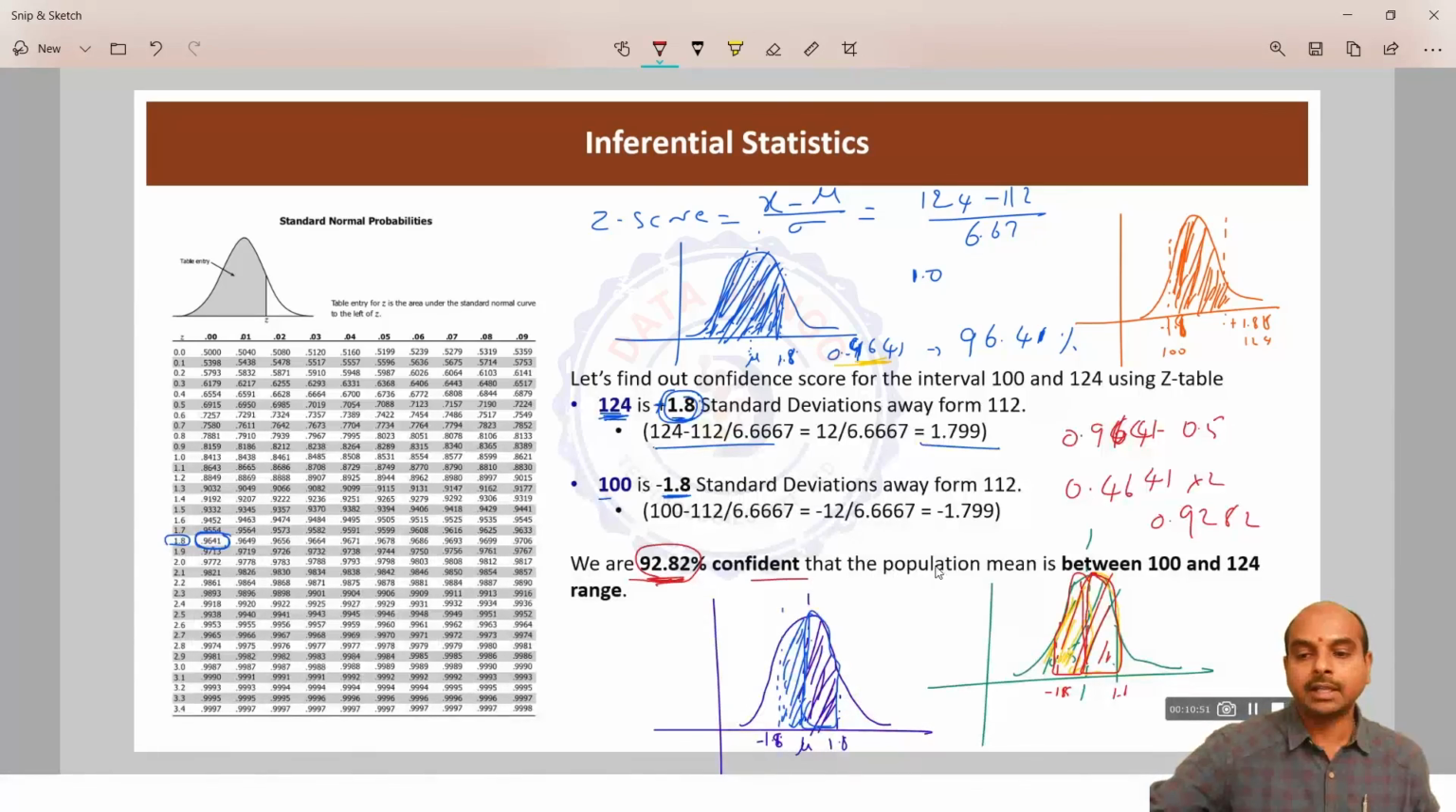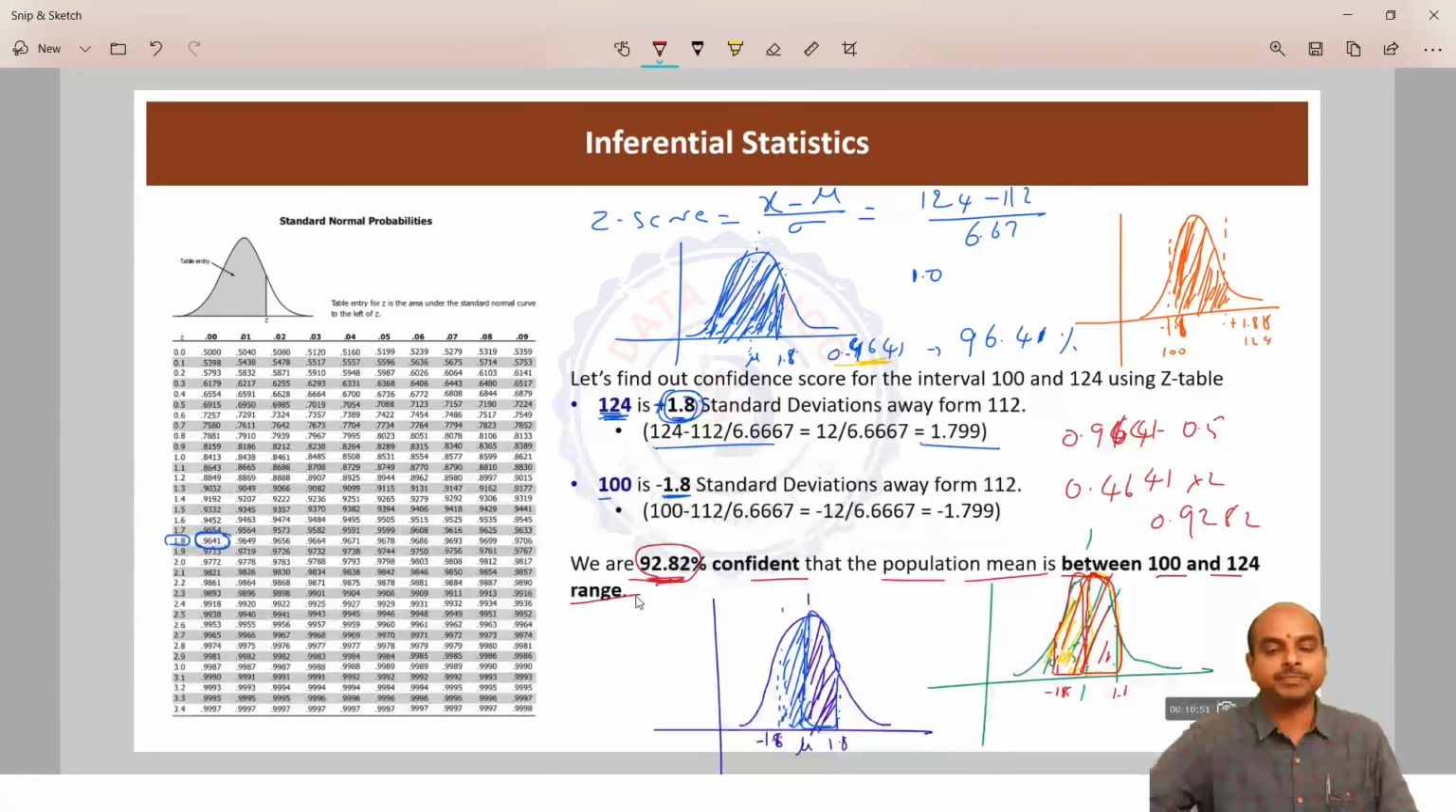92.82% confident that the mean weight of the population, the 200,000 apples, is going to be between 100 and 124. So we are 92% confident that the mean weight of the 200,000 apples is going to be between 100 and 124. So that's about the confidence interval.